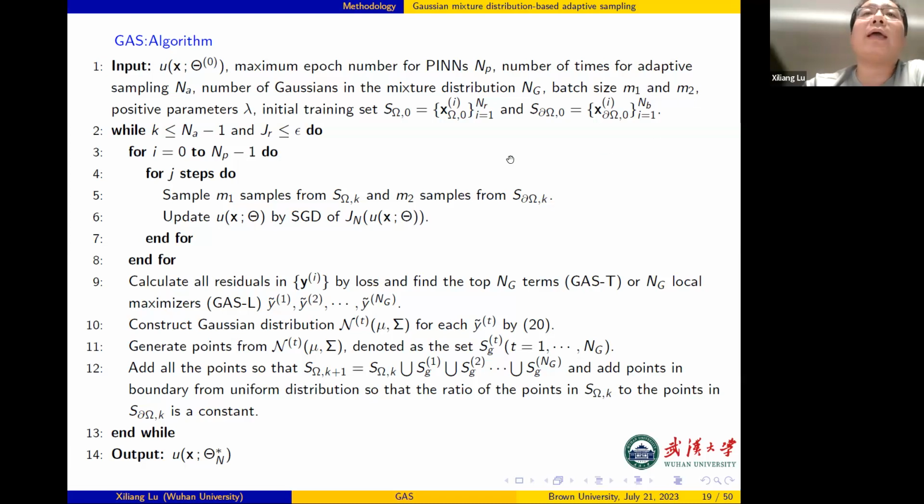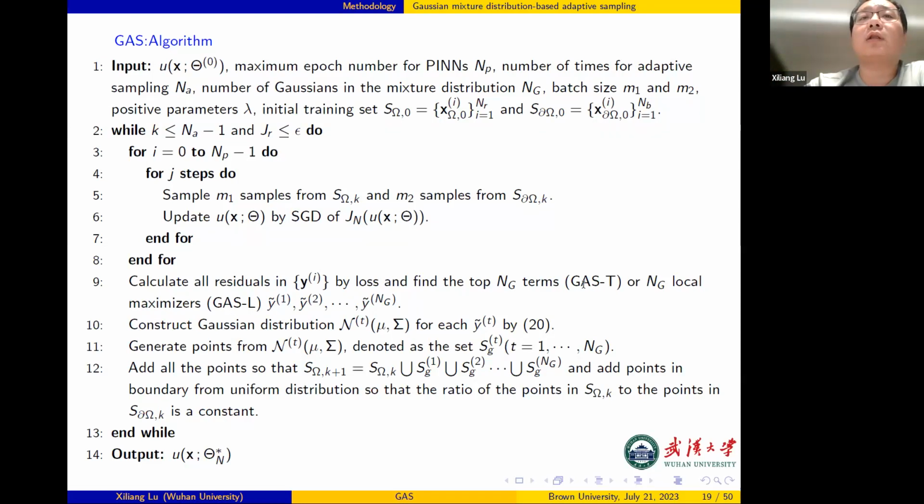How do we add these interior points? We calculate the residue. It can be done globally, just taking the top terms, or by local maxima. When we pick one maximum, we have a ball, and all the other maximum points must be outside of the ball. These are called the local maximum points. These are two versions, and they are slightly different.